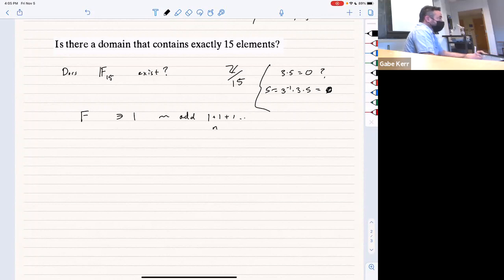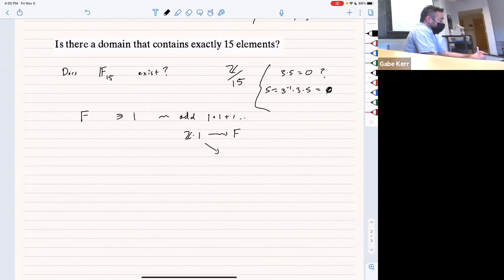Now if I do that, I'm going to get some subring. This is Z times one, which maps into my field F. I'll get some subring of F. I can just add one, multiply one, and so on. If F is finite, I get a finite subring.